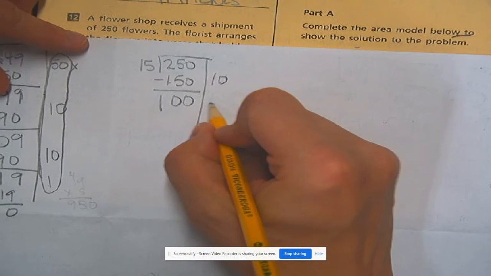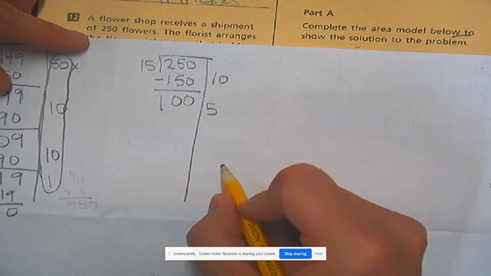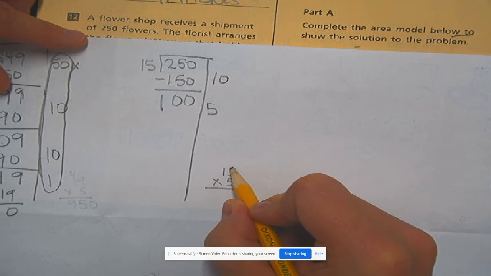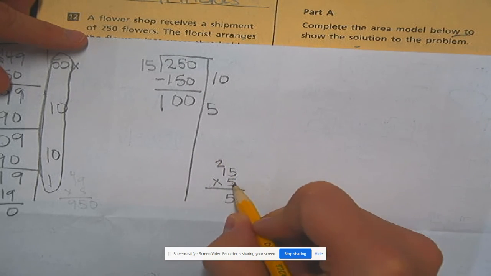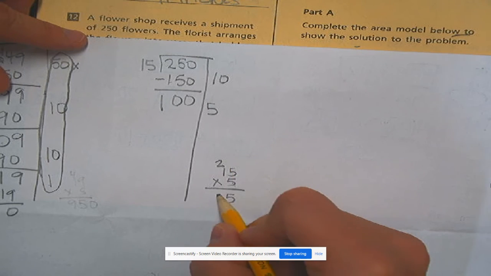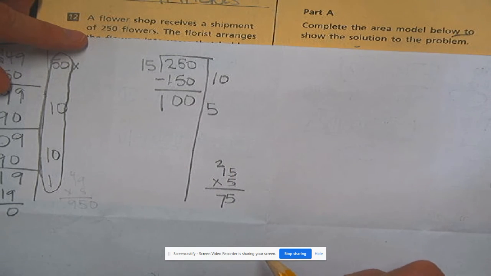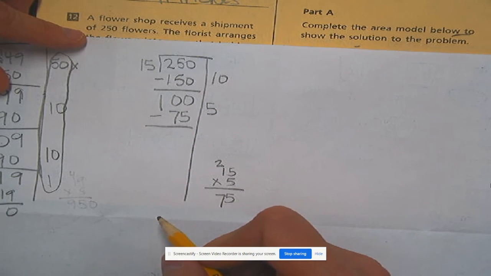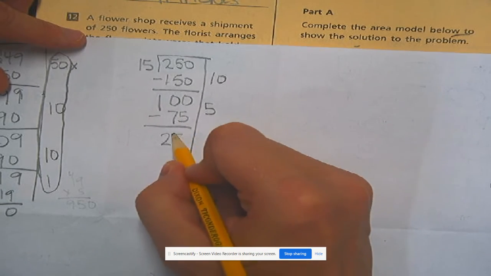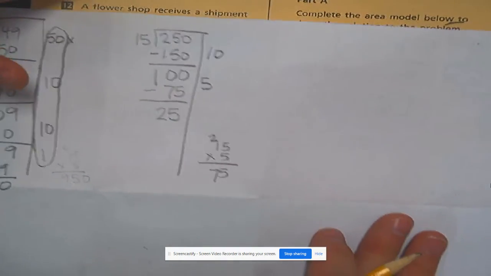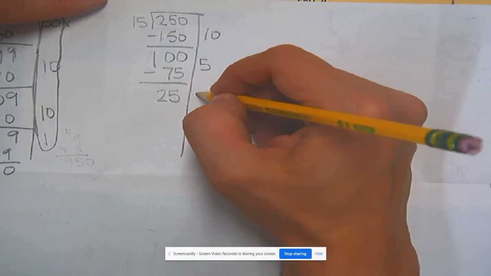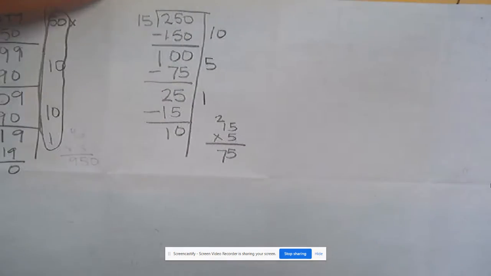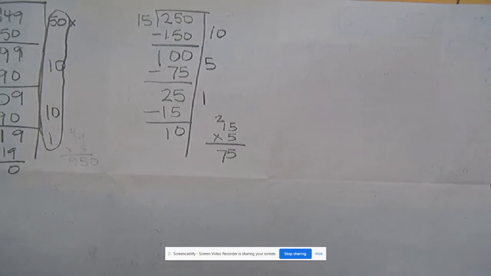Okay, let's try 5. 5 times 15? Do we know what it is, or do we need to solve it? 5 times 5 is 25. Carry my 2. 5 times 1 plus 2. Can I take out a group of 5? Yep. What's 100 minus 75? Think about quarters. 25. Okay, how many groups of 15 can I take out of 25? 1. 1 times 15 is? Now, how do I know that that's the remainder?